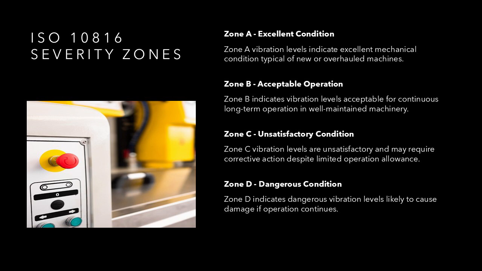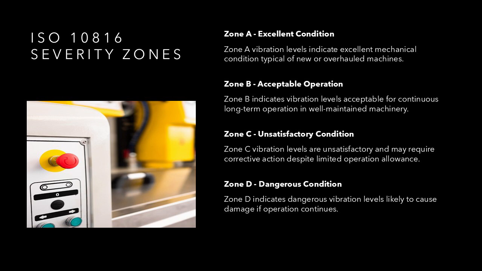Zone A represents vibration levels typically found in newly commissioned or overhauled machines and indicates excellent mechanical condition. Zone B corresponds to vibration levels that are acceptable for continuous long-term operation and are commonly observed in well-maintained machinery. Zone C indicates unsatisfactory vibration levels for continuous operation. Machines operating in this zone may continue running for a limited time but corrective action is recommended.